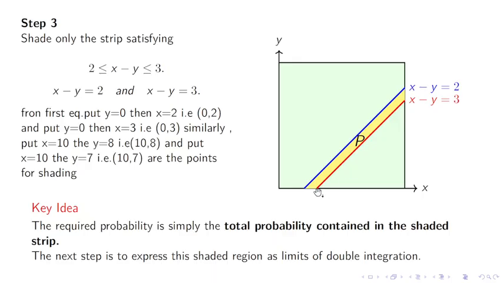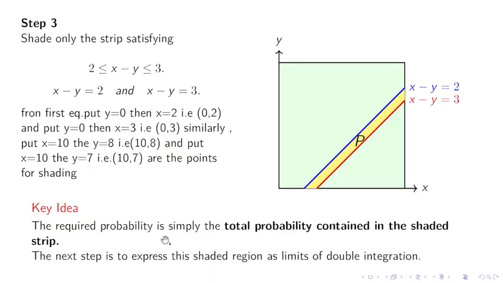Similarly for this line, x is equal to 3 and y is equal to 0. So (3, 0) is the starting point, and for x equal to 10, y is equal to 7 here. These are the points. In this way we need to draw two straight lines. This yellow region is our required probability. We need to find this area. For that we use integration.